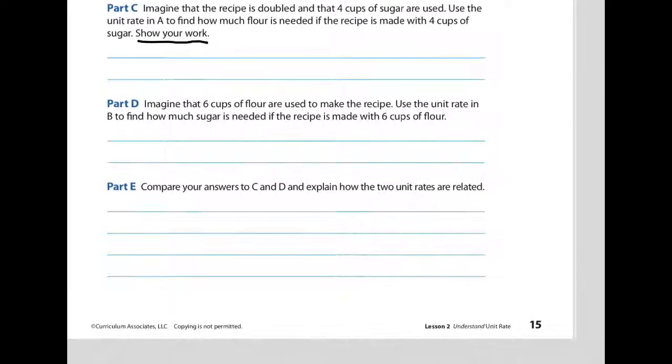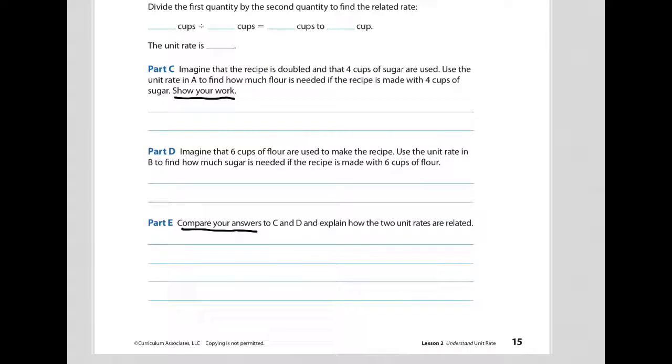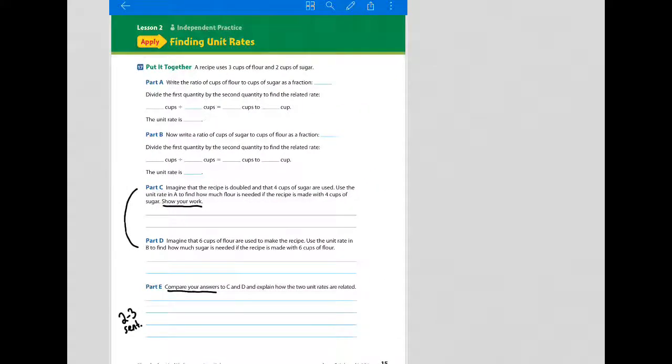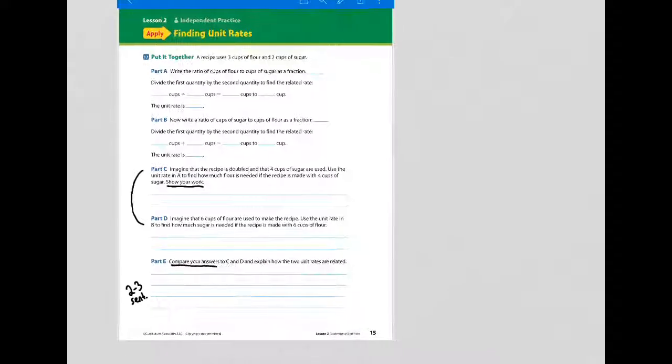But in part E, whenever it says to compare your answers to C and D, now remember, C and D are these two parts here. You're comparing them, and explain how the two rates are related. When you compare something, you're kind of telling how they're alike. So that's where you're going to need a couple sentences. So let's say 2 to 3 sentences. So that's the only one where you have to explain. The rest you're showing your work. All right? So it's going to take you about 5 minutes or so to do this on your own, but pause the video while you're doing it, and when you're done, play the video and I'll go through my answers. All right? Go ahead, kick some butt. Go.